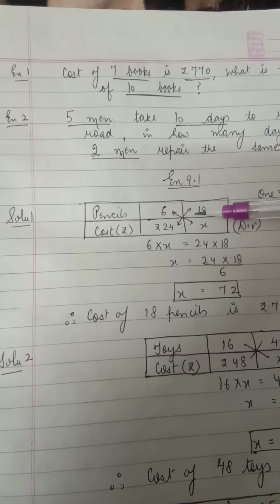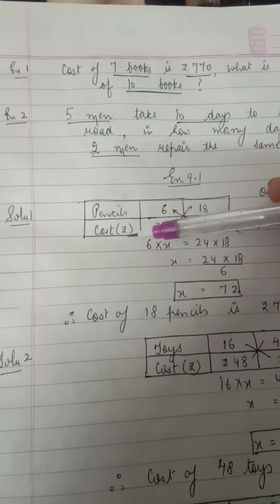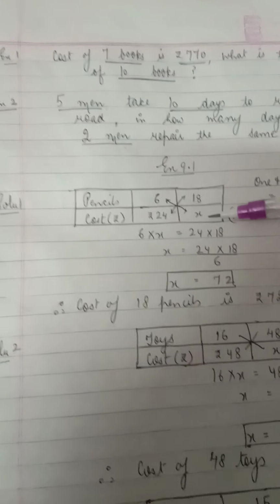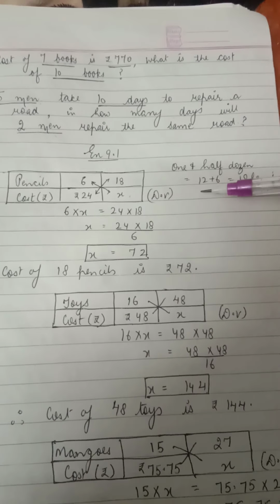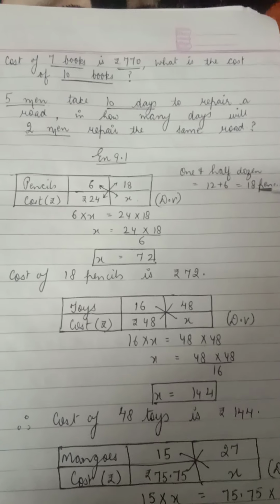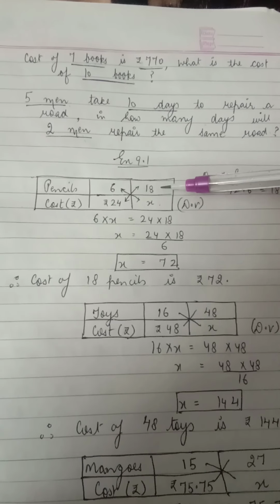Now pencils, we know both the values, we'll fill it here. Cost, one cost is given and the second cost we have to find out. So let's take that as X. 1 and a half dozen means 1 dozen is 12 and half a dozen is 6. So total it is 18 pencils. That is what we have written.